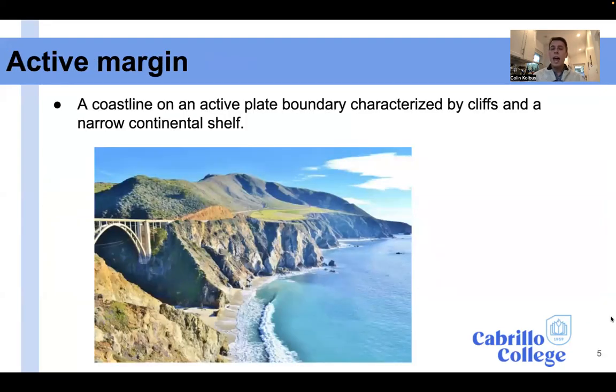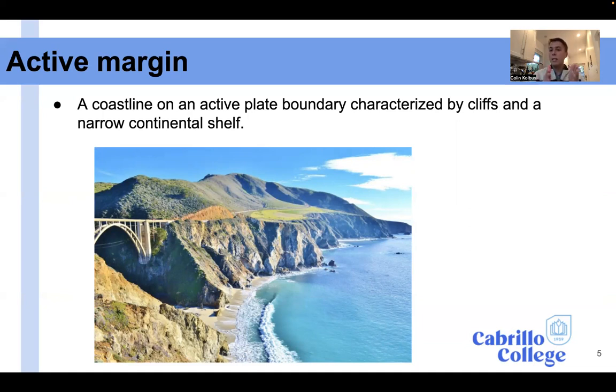And so active margins, the tectonic activity you experience on a coastline will tell you what kind of beach you would expect or what kind of landforms to expect in that area. A coastline on an active plate boundary, that's one that's actively moving relative to each other, like in different directions. These typically have cliffs on their edge.